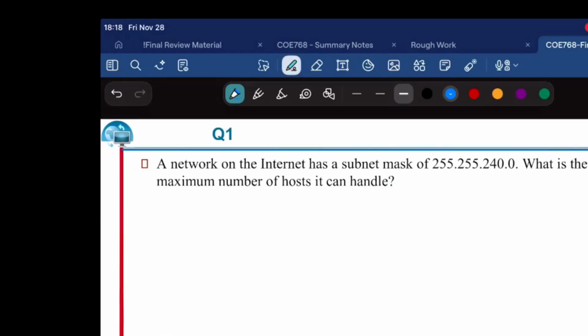Okay, moving on. Now we're heading into more of the subnetting and actual IP address handling sections.